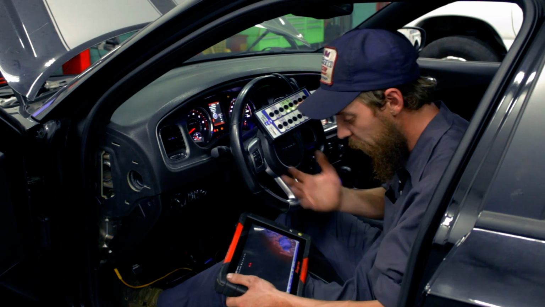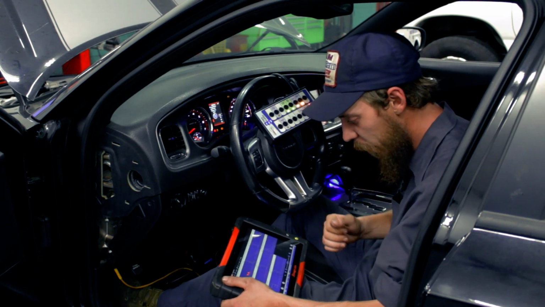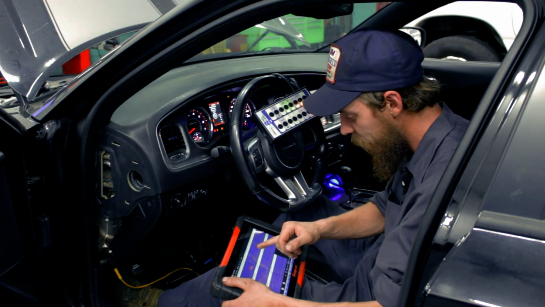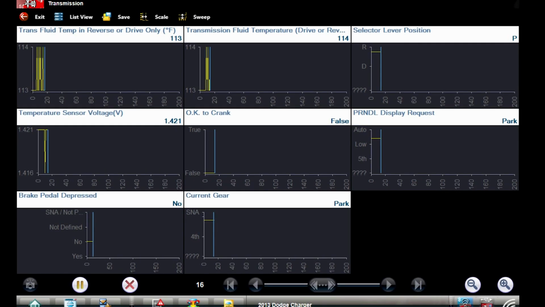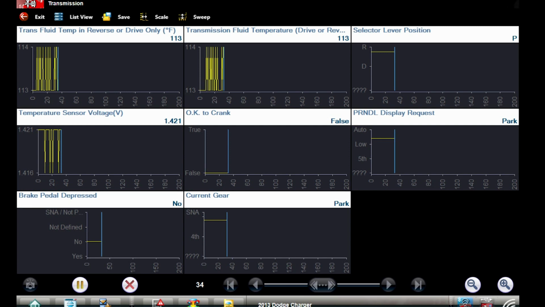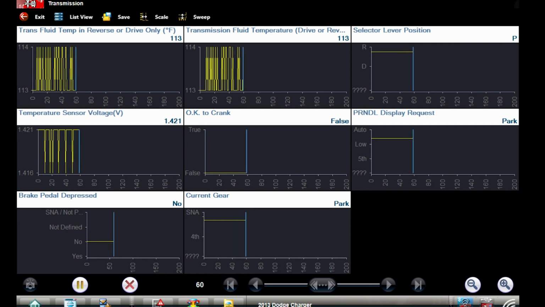So let's go to our graph view. And right here we see 111 and 111, which is honestly probably what the shop's at right about now because I've got all the fans shut off. Our selector lever position is in park. Temperature sensor voltage is 1.416 volts. That is nowhere near close to system voltage, so that's thrown a red flag, especially based off the service info we just read for the description of operation for this trans module.